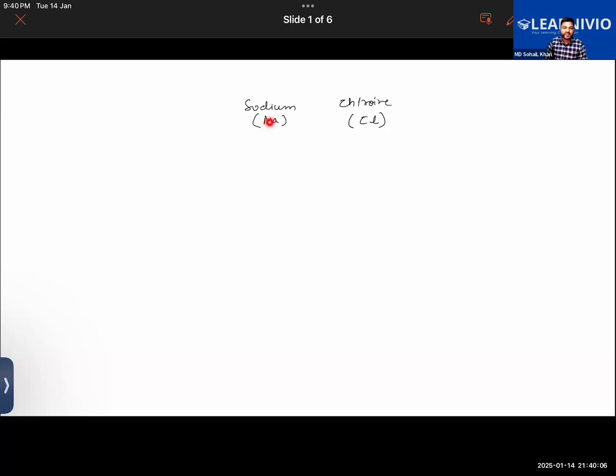Sodium back then was known as natrium. So we took the first two letters, Na, and that was the symbol. So we first have to write down the symbols of the two, Na and Cl. Also, it's not like any two given metals can react with one another.